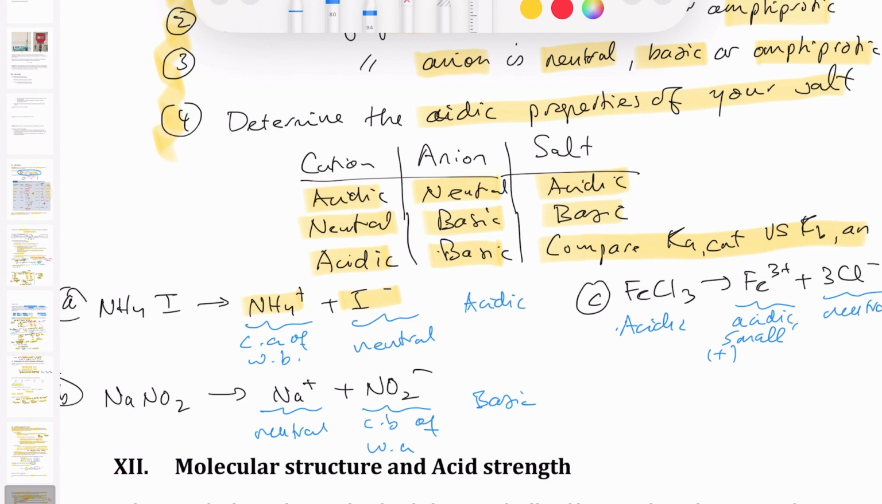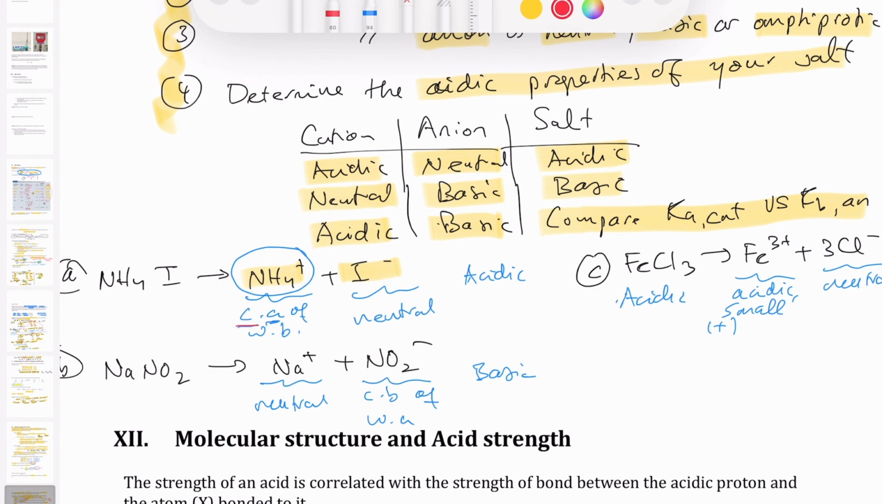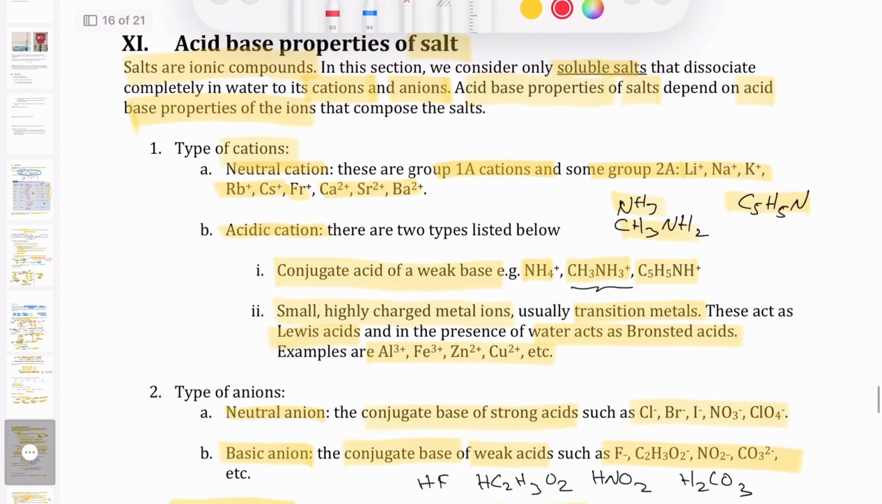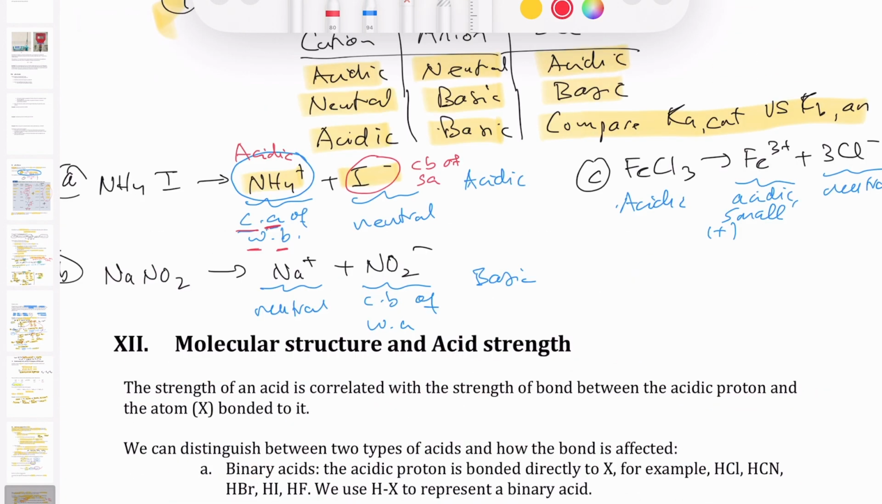What we need to notice here is that ammonium, you have to characterize that. Is that acidic, neutral, or amphiprotic? Well, ammonium is the conjugate acid of a weak base, the weak base being ammonia in this case. So if it's the conjugate acid of a weak base, then that's an acidic cation. I- is the conjugate base of a strong acid, the strong acid in this case being HI. And if it's the conjugate base of a strong acid, it's neutral. And again, how do I get this information? You go back to this part of the notes where we talk about types of cations and types of anions. So I have a neutral anion and an acidic cation, so the salt is going to be acidic.